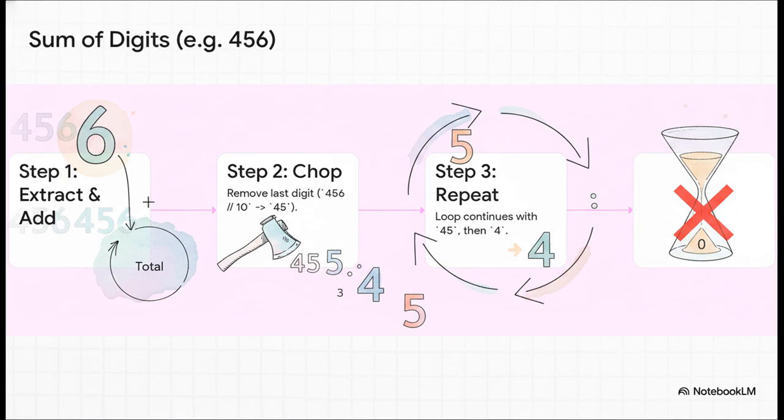Let's put that technique to work. Say we want to sum the digits of 456 using a while loop. On each pass of the loop, we use modulo to grab the last digit, the 6, and add it to our total. Then we use integer division to chop that 6 off, leaving us with 45. Then we just repeat. Grab the 5, add it, chop it off. Grab the 4, add it, chop it off. We keep doing that until the number becomes 0.